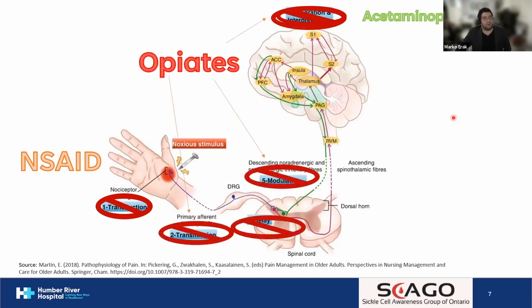The mainstay, or the workhorse, in the emergency room and in hospital for patients with sickle cell are opiates. So things like morphine, hydromorphone, fentanyl. And you can see, just based on where it works, why we use them. This is a very effective pain medicine. It works on multiple levels in terms of having the pain message relay to your brain, and then how it's modulated as well. It has its side effects, which we'll talk about.